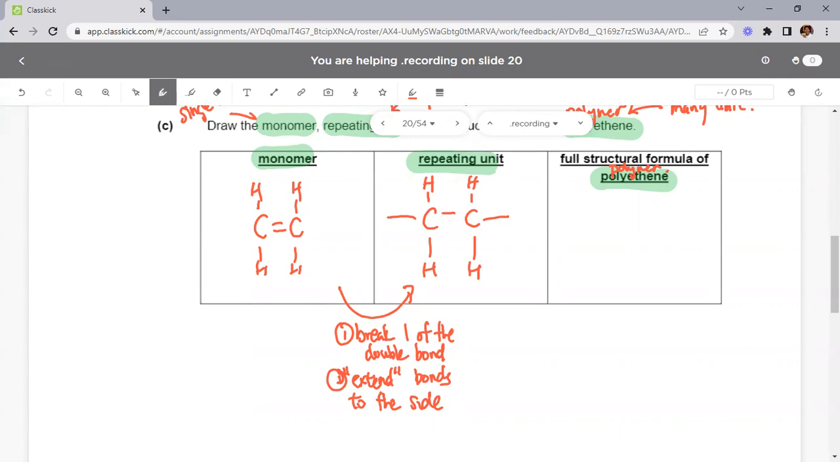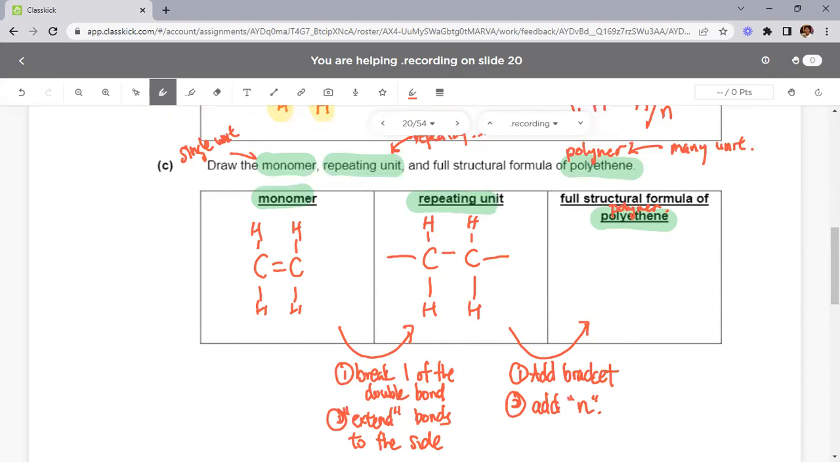To convert the repeating unit to the polymer, the full structural formula of the polymer, first step, you add the bracket. Second step, you add n. So for the full structural formula of the polymer, I draw the repeating unit first, then add the bracket and add the n. That's how you get from the monomer to the repeating unit and then to the polymer.